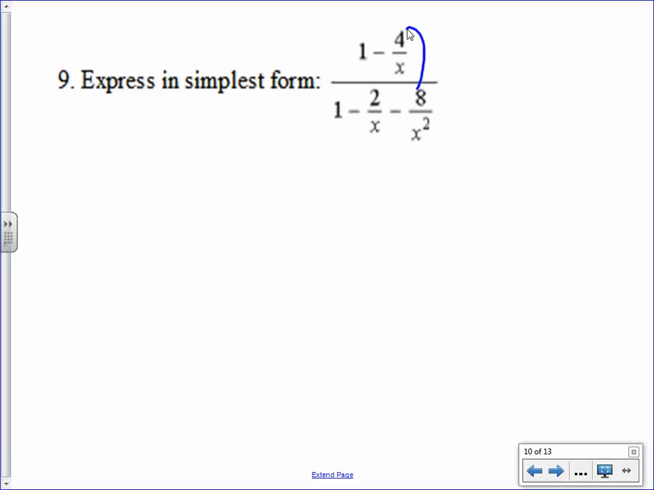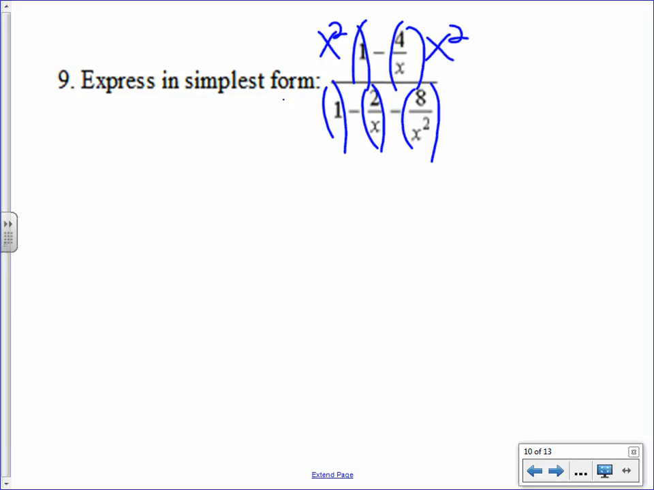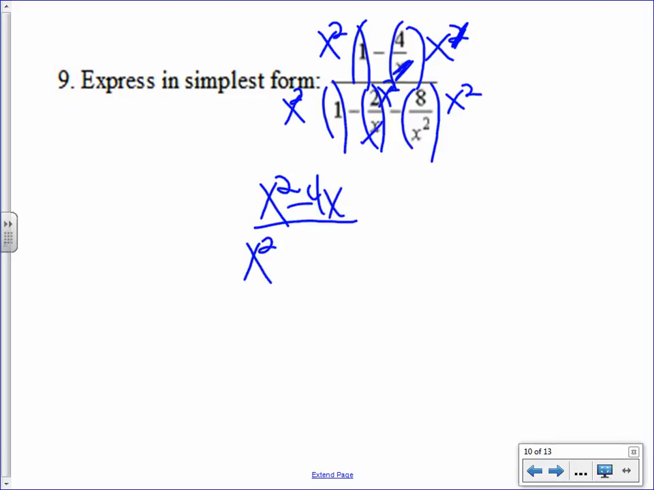Again, I want to get rid of fractions, so I'm going to multiply by the LCD. The LCD here is x squared, the highest power of each variable that you see. First term is x squared. Second term, the squared cancels with the x, and you're left with 4x. Bottom left, x squared. X cancels with the squared, 2x. X squared is canceled, minus 8. I got rid of the complex fraction.